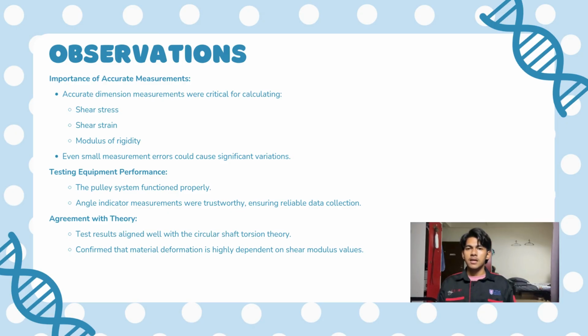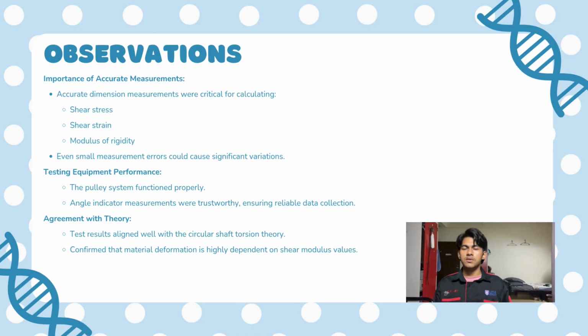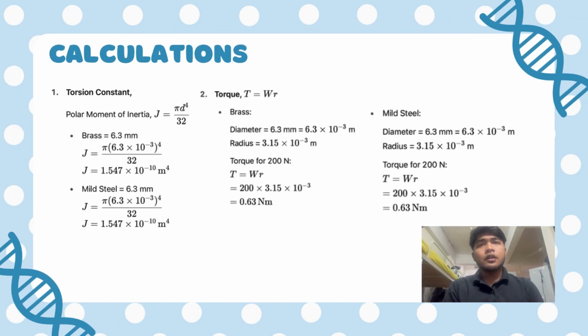Last one, ninth, agreement with theory. Test results align well with the circular shaft torsion theory, confirming that material deformation is highly dependent on shear modulus values. For the calculation, the first one is torsion constants.